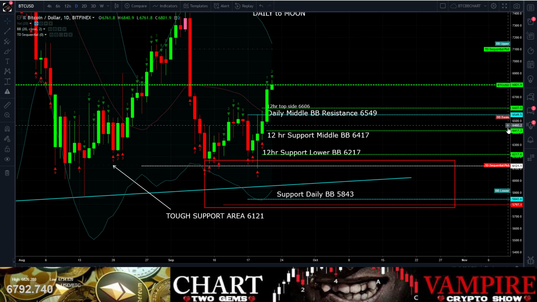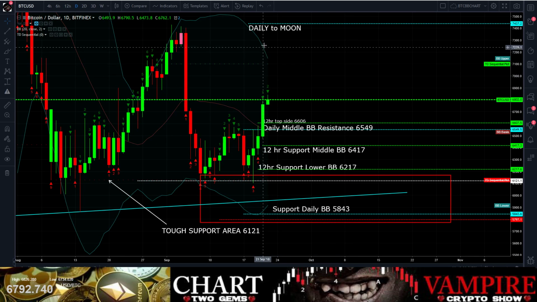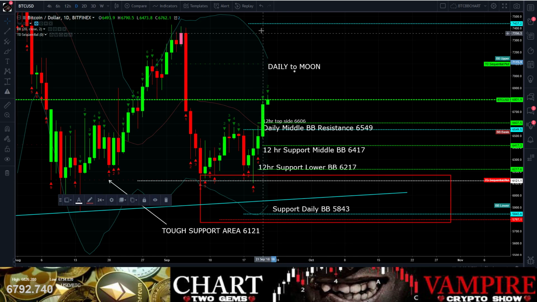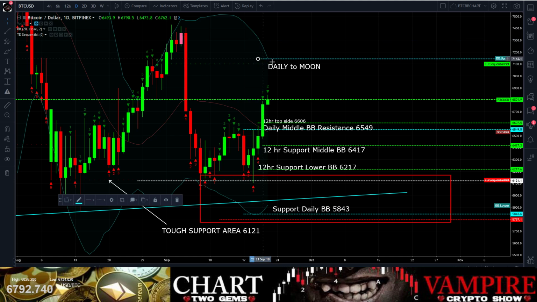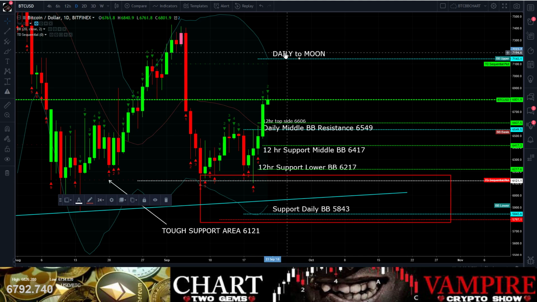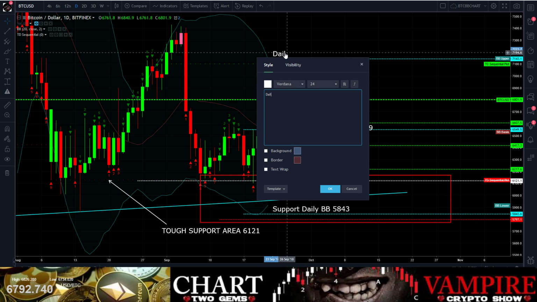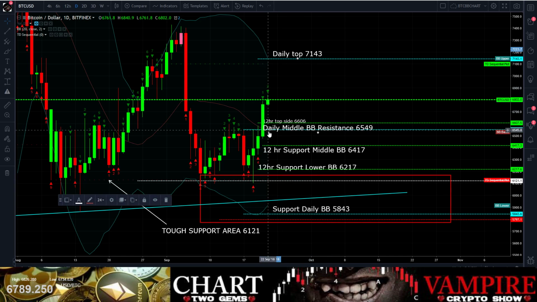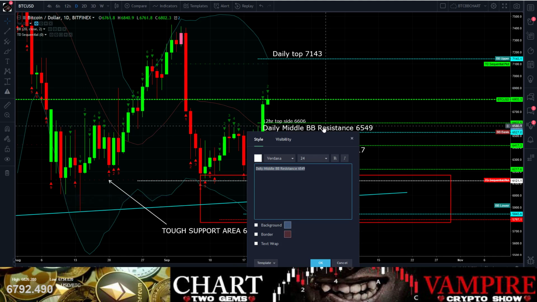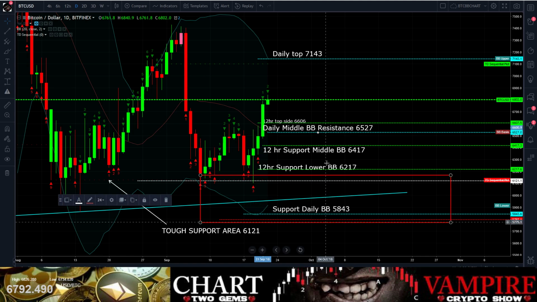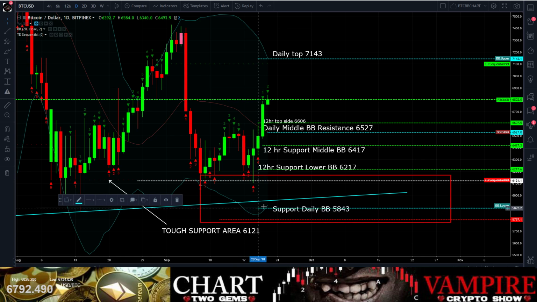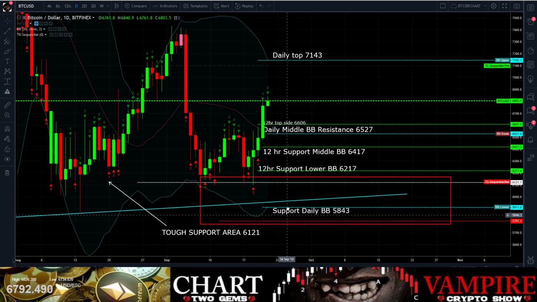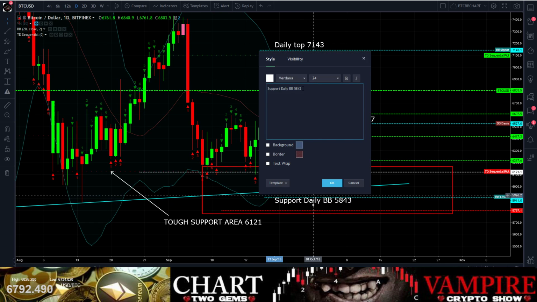Let's look at our Bollinger Bands. All right, our Bollinger Band on the daily. Whoa, look at this, it came down. The Bollinger Band just dumped. The daily top just moved down to 71.43. The daily middle barely moved, 65.27. And the daily bottom is moving up, 59.11.